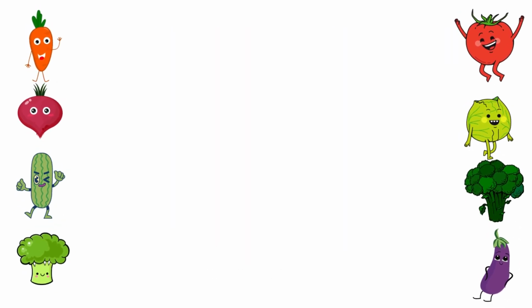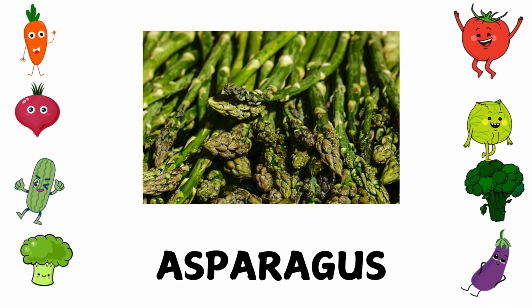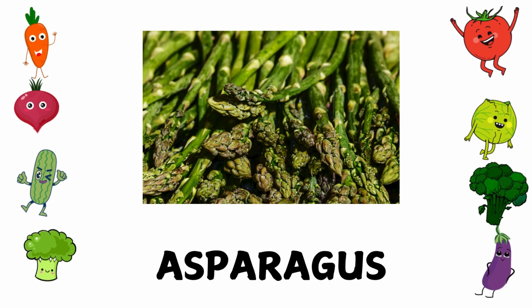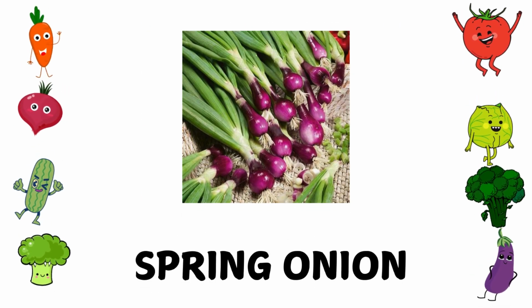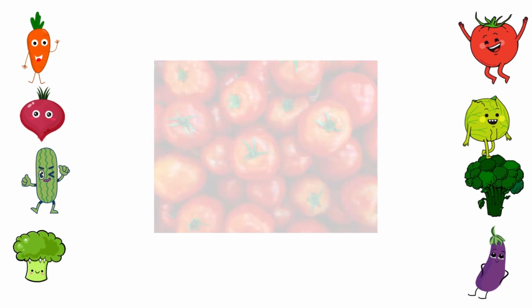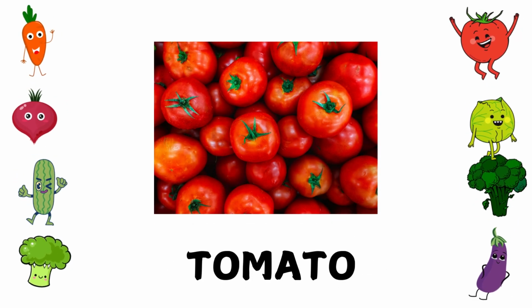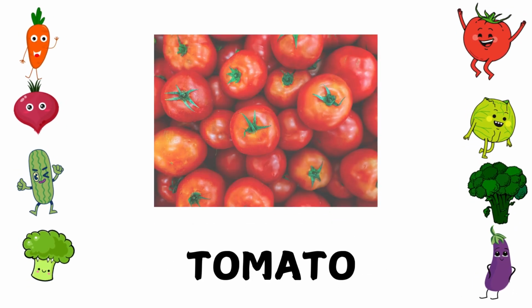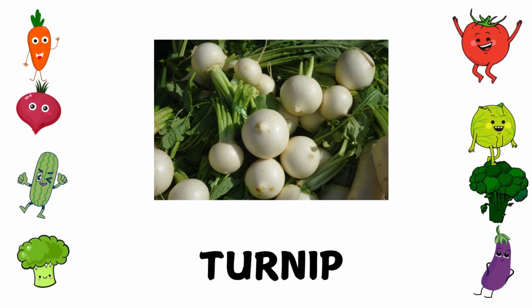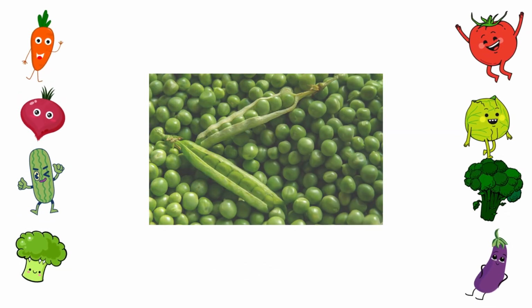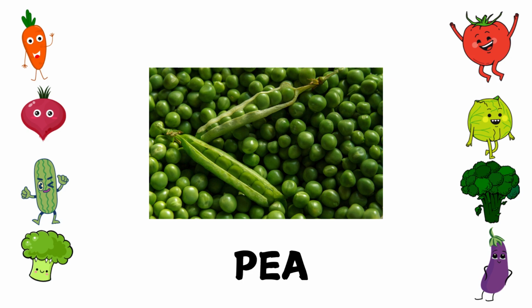Celery. This is the asparagus. Asparagus. This is the spring onion. Spring onion. This is the tomato. Tomato. This is the turnip. Turnip. This is the pea.